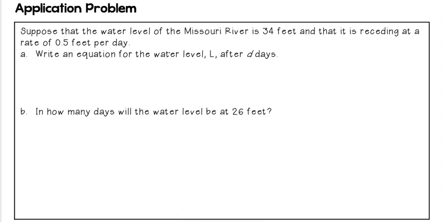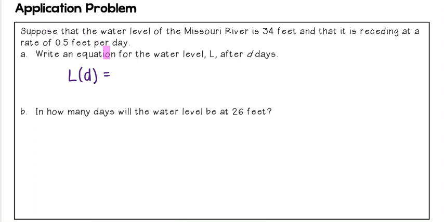Okay, so I want to write an equation for the water level. So I know I'm going to have L, and I'm going to go ahead and write this in function notation. So I'm going to write L of D is equal to. Okay, now I need to figure out how to write the water level. So I'm told that the water level in Missouri is 34 feet. So it's starting at 34 feet, and that it's receding at a rate of 0.5 feet per day.